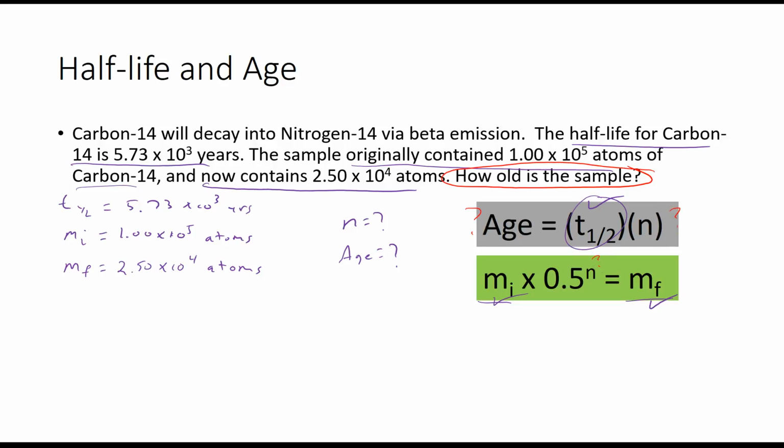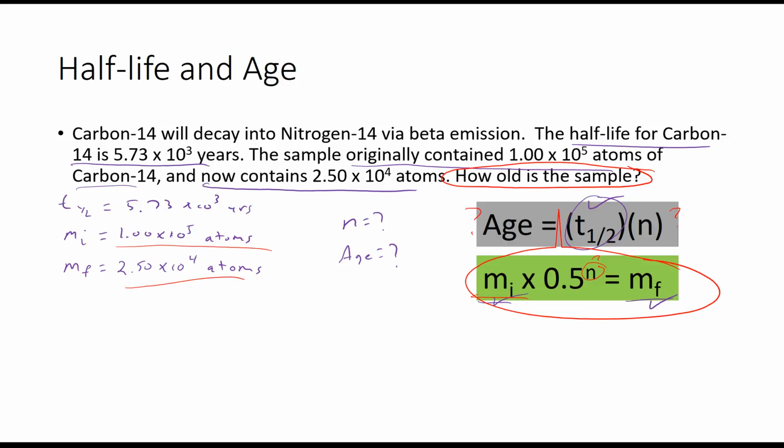From your algebra experience, which of these two equations is going to help us initially solve for n? You should have noticed that in this equation right here, we know everything except for n. We know Mf, which is 2.50 times 10 to the fourth. We know Mi, which is 1 times 10 to the fifth. The only thing we don't know is n. So the signal there is that's probably the equation we want to use. Now, in the top equation, we don't know the age, we don't know n. The only thing we know is the half-life, and that's not enough to solve that equation.